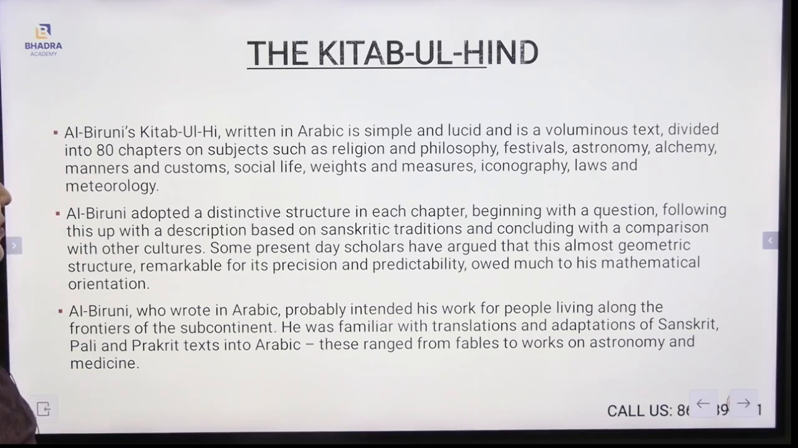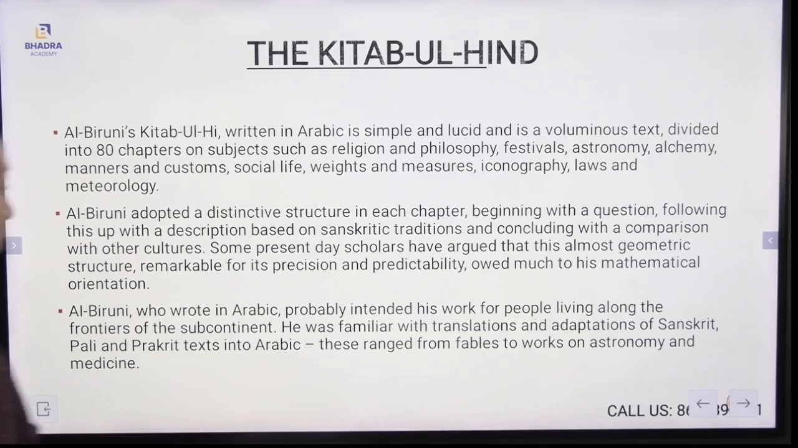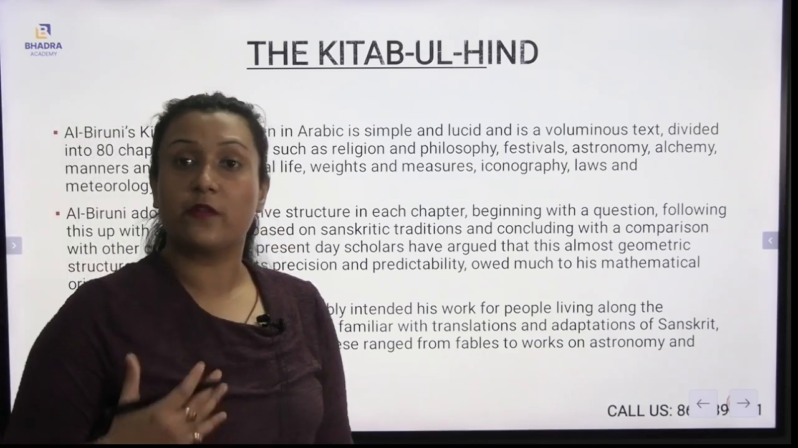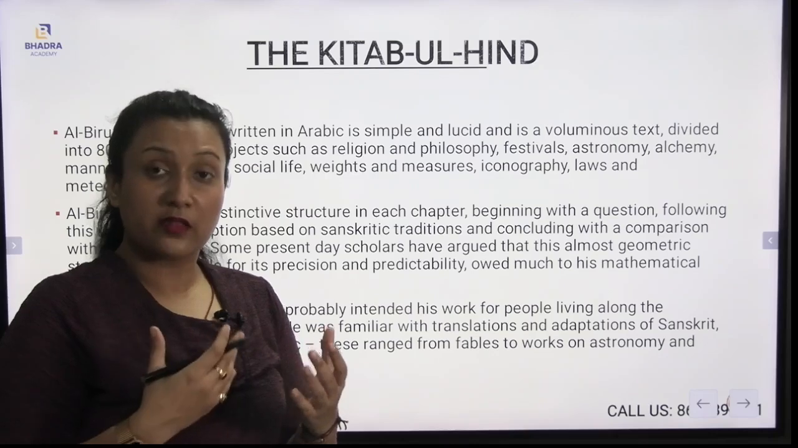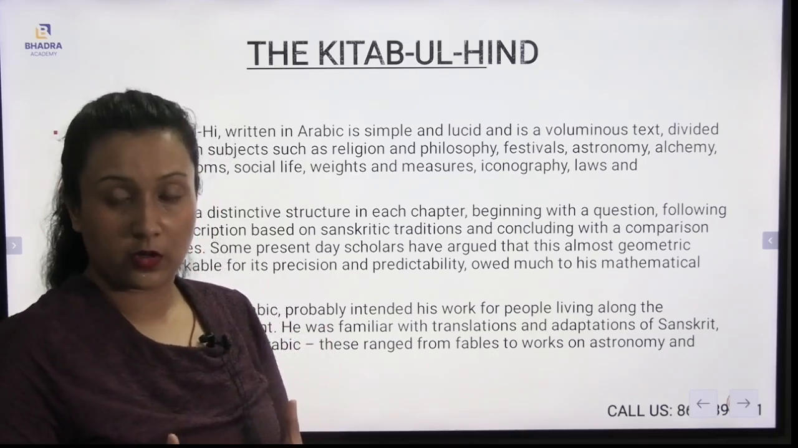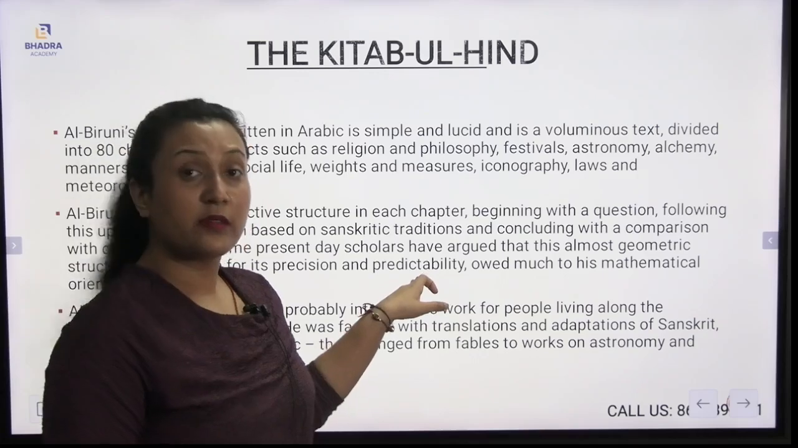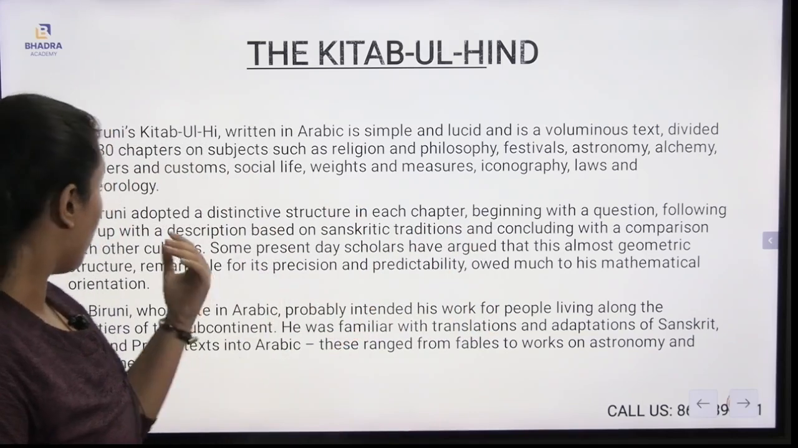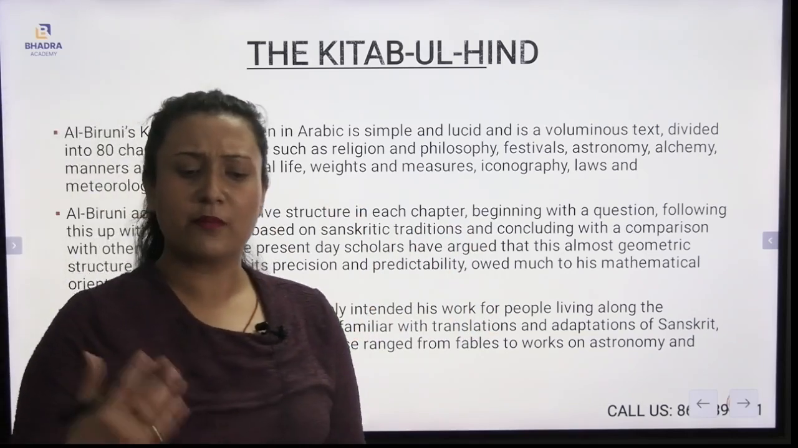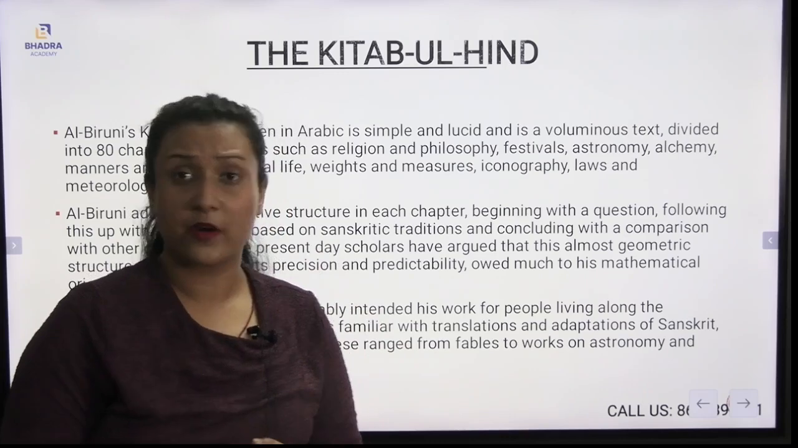And some present-day scholars have argued that this almost geometric structure, remarkable for its precision and predictability, owed much to his mathematical orientation. Now, during that time, scholars were known to be very intelligent. So, as a result, some of the parts in the book are related to the geometric structure, which is very remarkable, first of all. And second of all, it is presented with precision and predictability and owed much to the mathematical orientation, which means much of the mathematical orientation is also represented in the book. You see how the book is very much of an original kind.